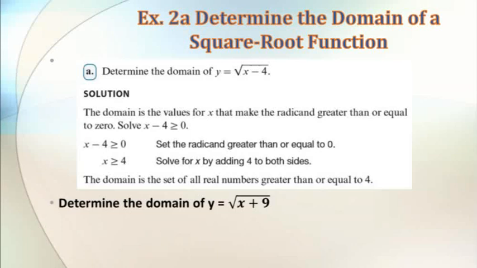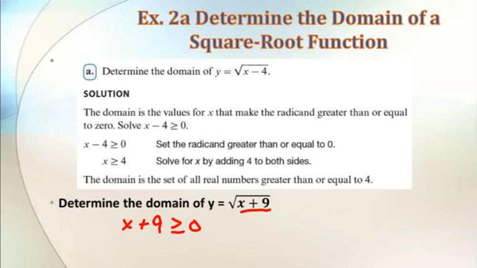To solve these, all you need to do is take the radicand, so whatever's in the radical symbol, make that greater than or equal to 0, because you can't find the square root of a negative number. So it's got to be greater than or equal to 0. And when you do that, solve for x. So they added 4 to both sides, and they had x is greater than or equal to 4. That would be your domain. So let's look at an example down here. Determine the domain of y equals the square root of x plus 9. So I take my radicand, which is x plus 9, write that down. This has to be greater than or equal to 0.